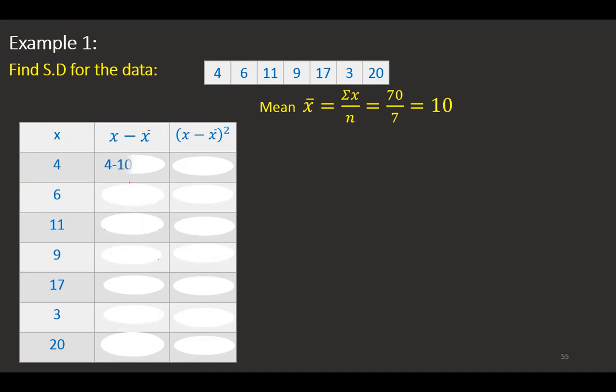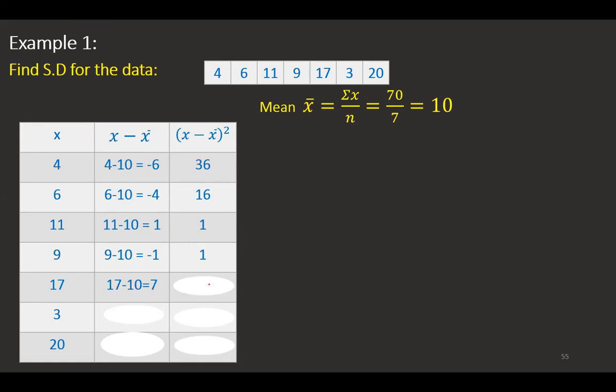So how to calculate this? Now 4 minus 10, I got it as minus 6. Now I'm going to square this 6. So 6 square is equal to 36. Similarly, I'm going to have minus 4 square, that's equal to 16. That is what I'm going to write in the next step. 16. Now 11 minus 10, 1 square is 1. Similarly, for 9 minus 10, minus 1 square, it will be 1. 17 minus 10 is 7, whole square. Now here also 3 minus 10, that gives you minus 7 square, which is nothing but 49. So here 20 minus 10, this is nothing but 10 square.